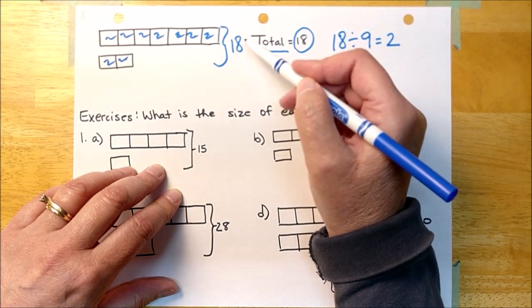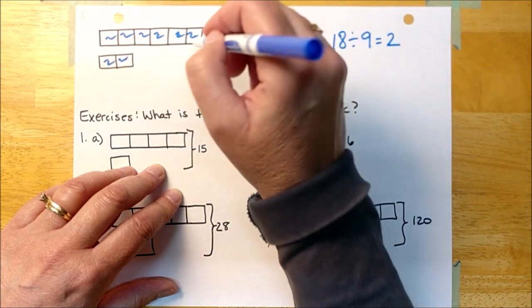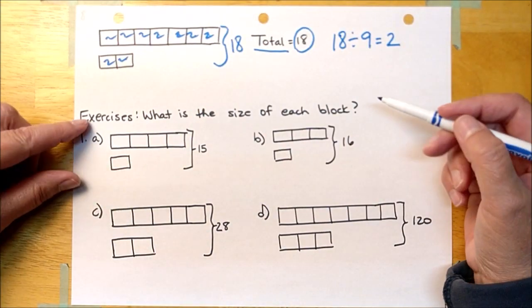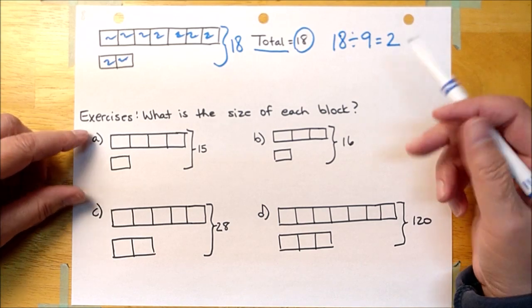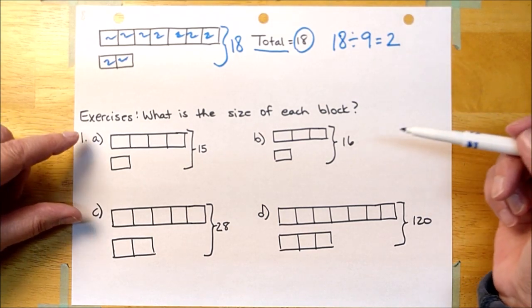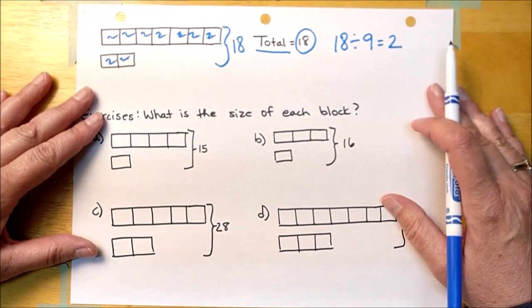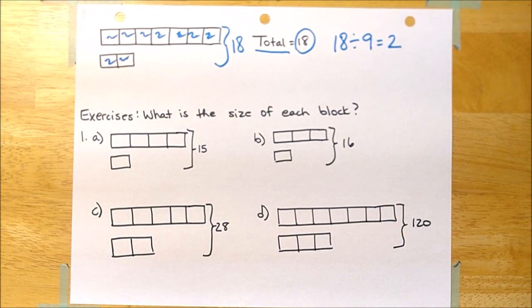Okay, so when you're given the total, that means all the blocks together will equal 18. So now you are going to see if you can figure out what is the size of each block when you're told the total. So you pause and see if you can figure out the size of each block.